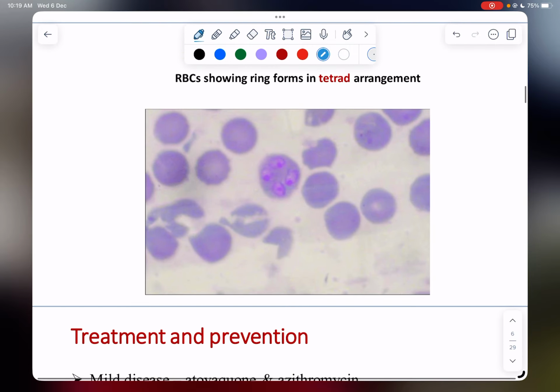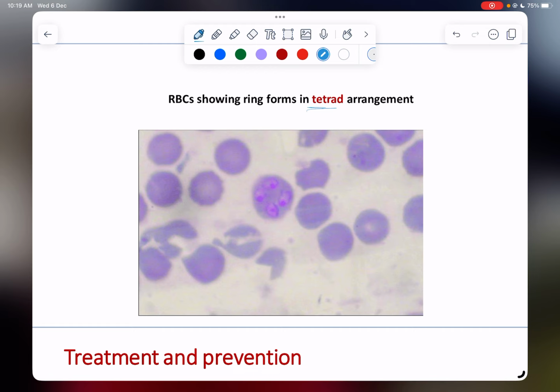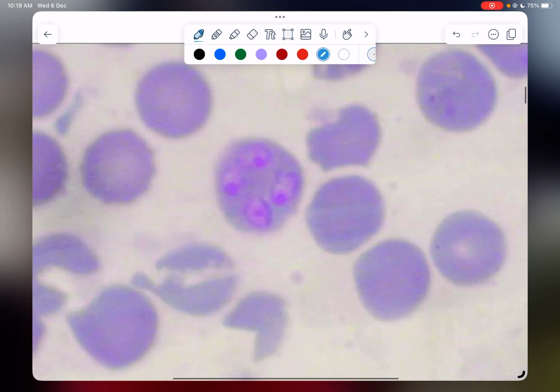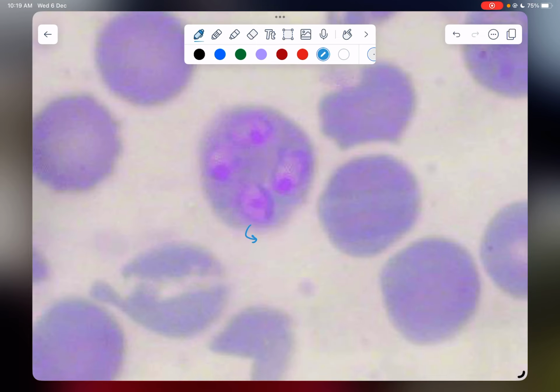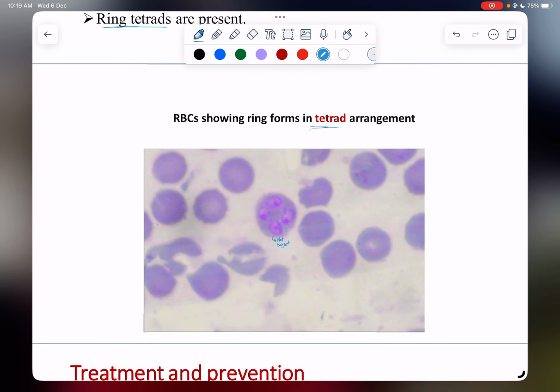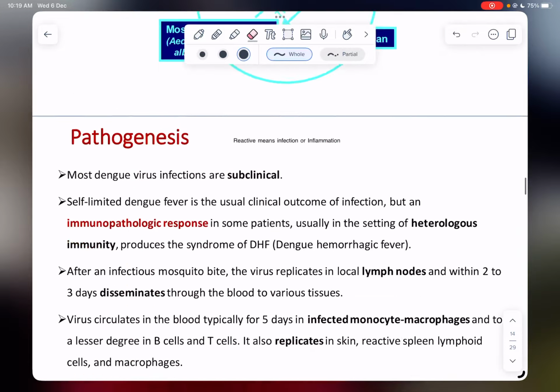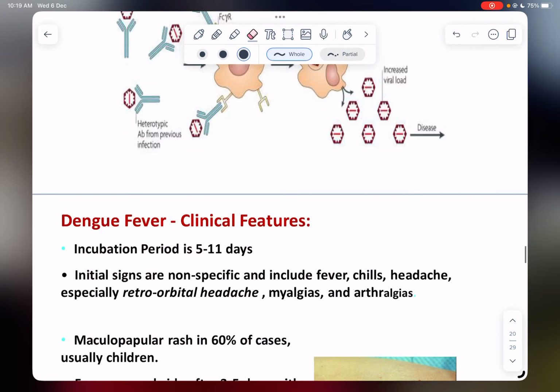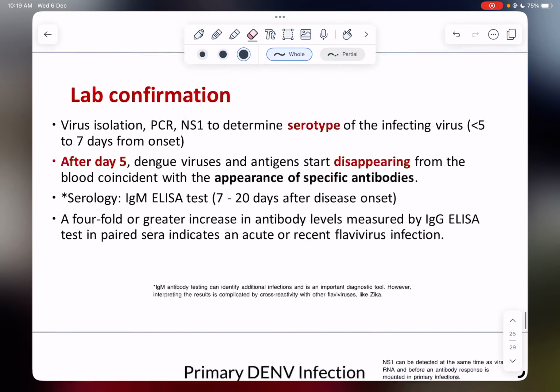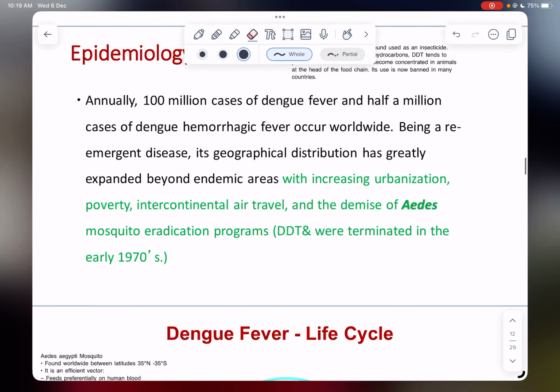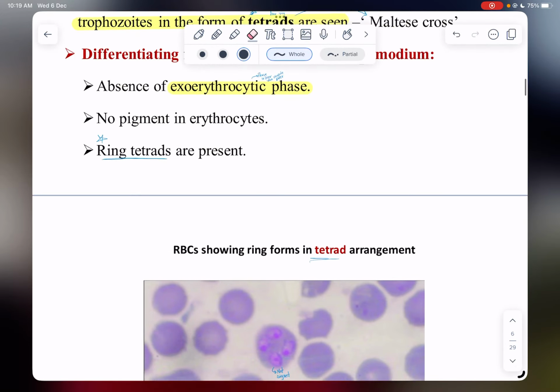Four rings. And the rings are different also. They are not typically signet-shaped rings. You know what signet-shaped rings are? They are not exactly signet-shaped rings. This is what is the Maltese ring. And look at this picture again here. This is like that Maltese ring. So here there are more than four. But the four tetrads is the diagnostic feature.